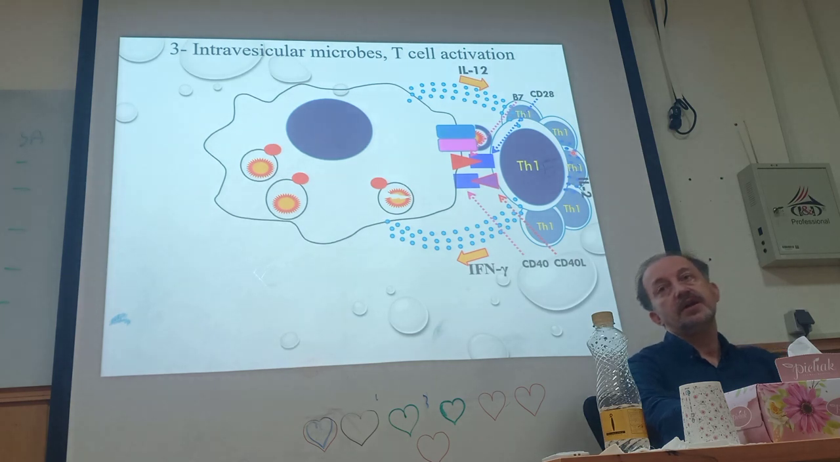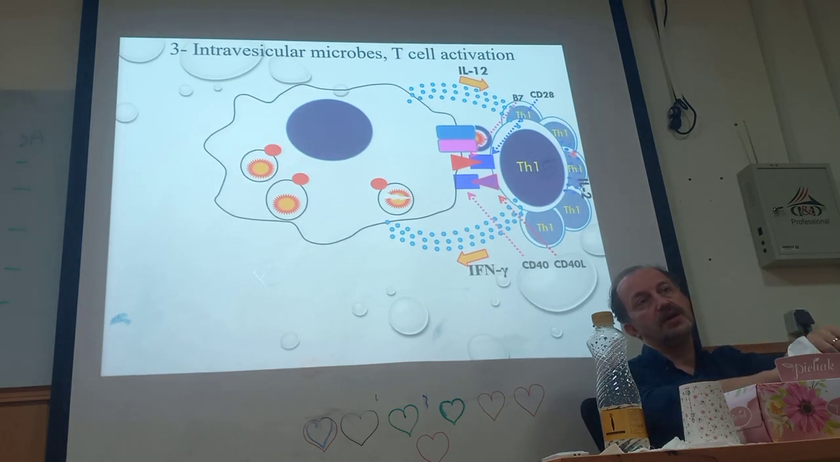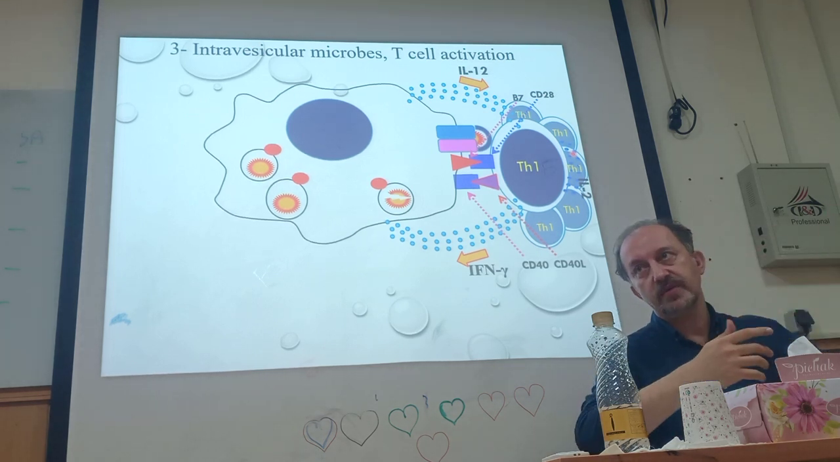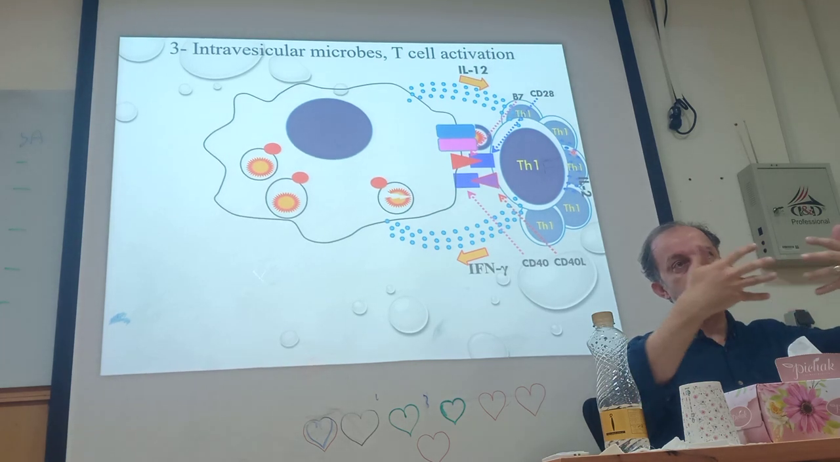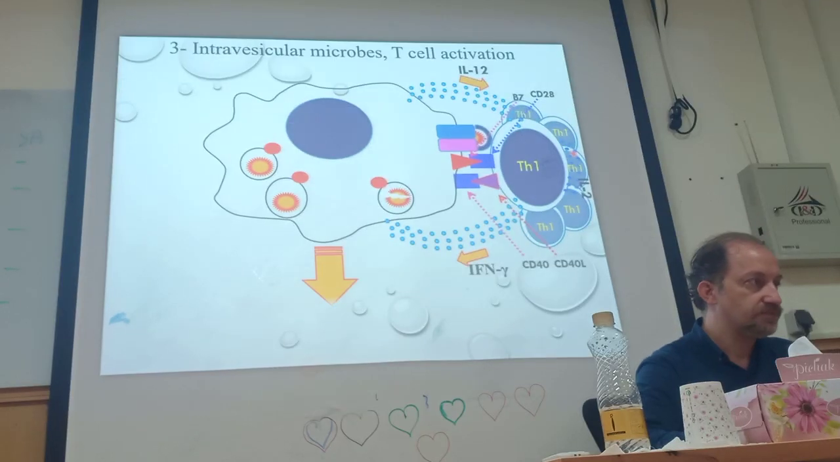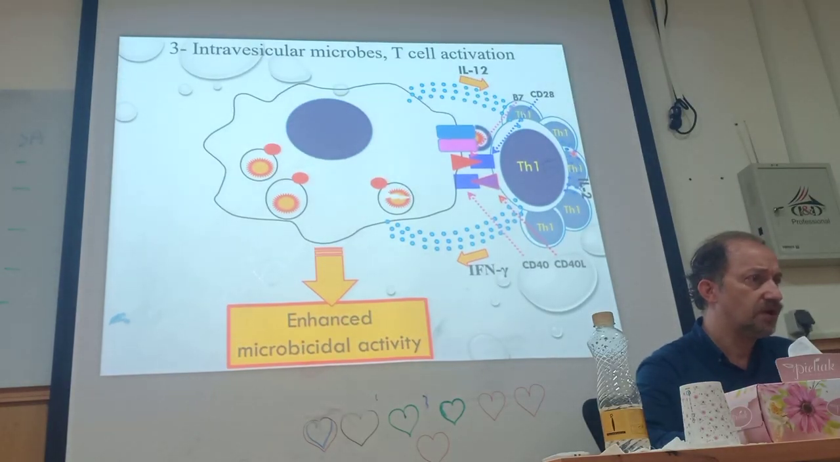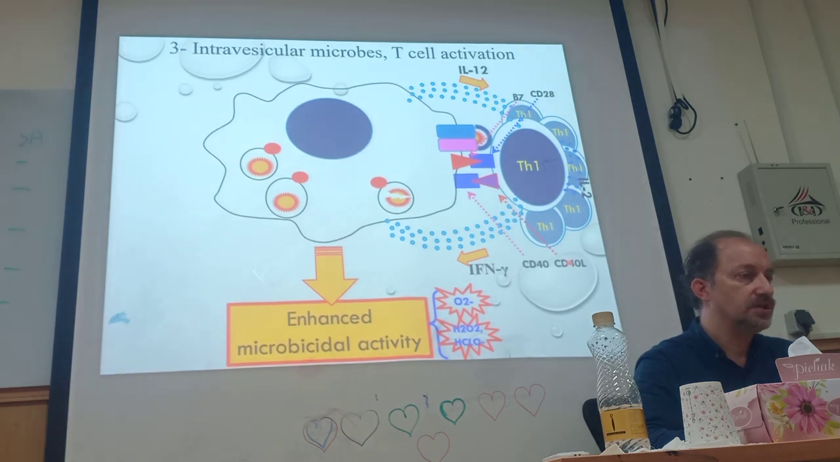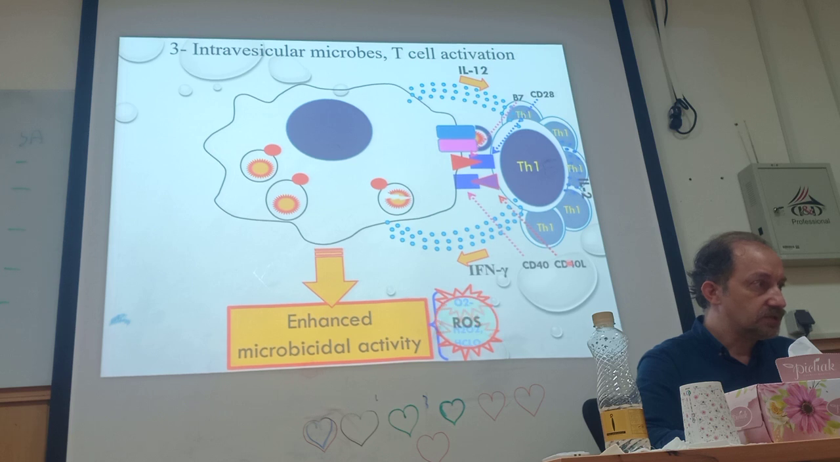So to have a very effective fighting against the microbe, we need such mechanisms, one by one. At the end, CD40 ligand and CD40 attached lead to class switch maturation. So this is the intravesicular microbe. It needs O2, H2O2 and HClO. And this combination, we say, is reactive oxygen, so we have oxygen-dependent killing.